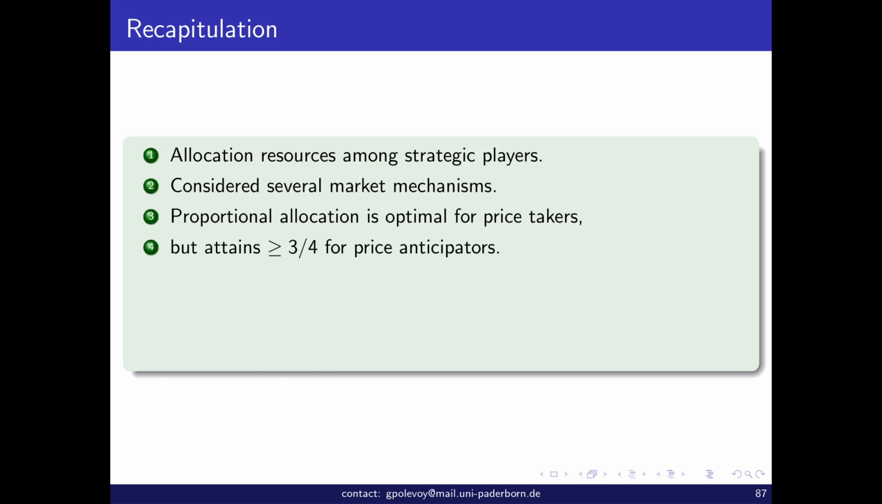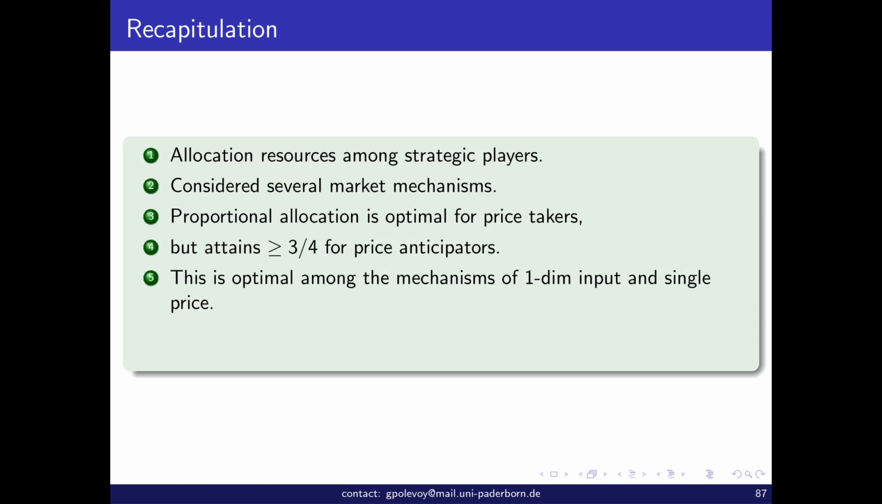That's what's called competitive equilibrium. So for those, the proportional allocation was optimal in the competitive equilibrium, but for price anticipators there was a tight bound of 3/4. So for those who actually realize that the price does depend on what they do, we also proved that this proportional allocation is optimum among all the mechanisms which require to be one-dimensional in the input and which may charge a single price.